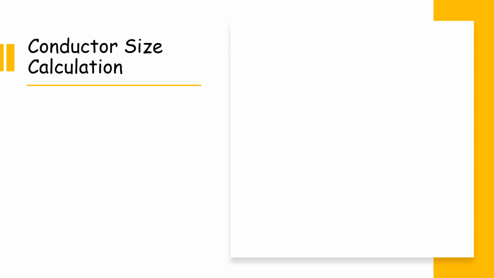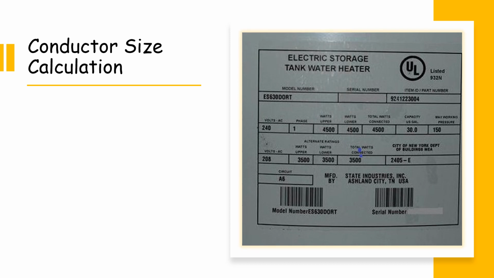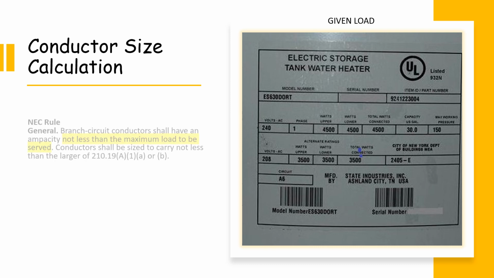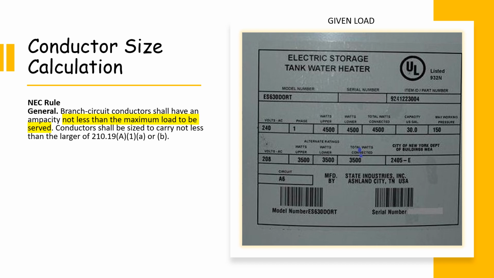So how do we size the conductor for a branch circuit? We have here a given load, an electric storage tank water heater, which we will try to calculate. First, we will review the NEC rule. As a general rule, branch circuit conductors shall have an ampacity not less than the maximum load to be served. Conductors shall be sized to carry not less than the larger of 210.19(A)(1)(a) or (b). So that means there are two options. We have option A and option B.